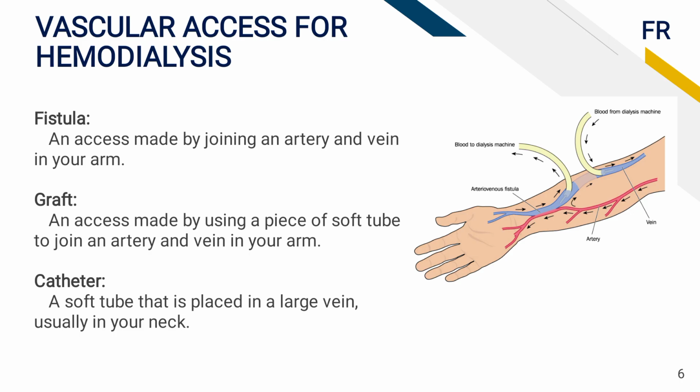So this vascular preparation is actually of three types: fistula, graft and catheter. In a fistula, both the artery and the vein are joined, in the sense, both are joined directly without any piece of tube.